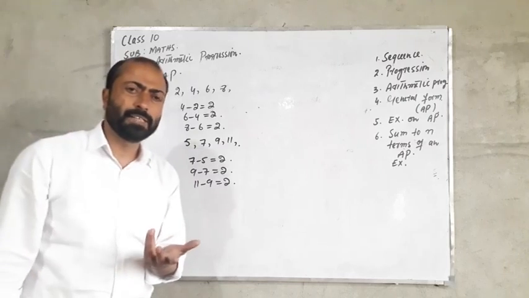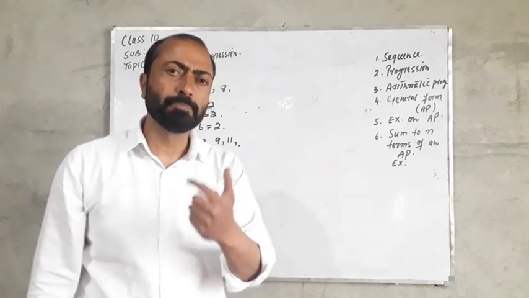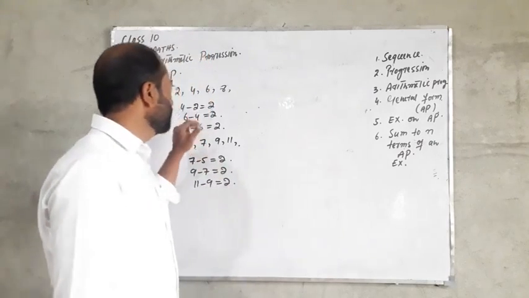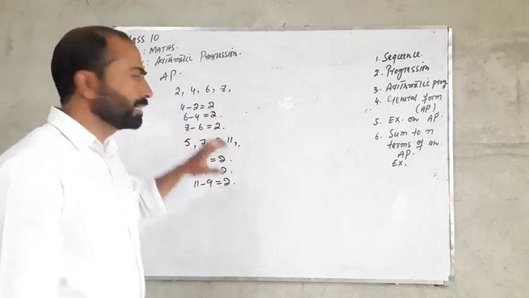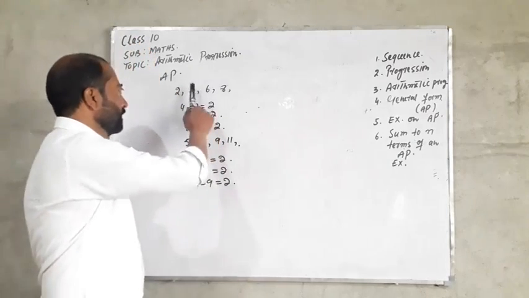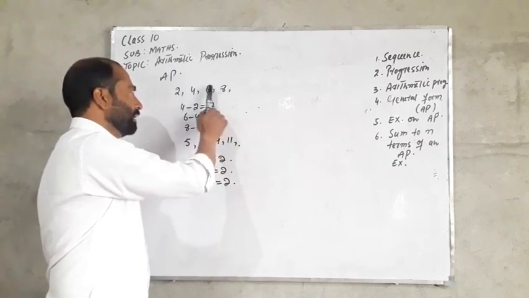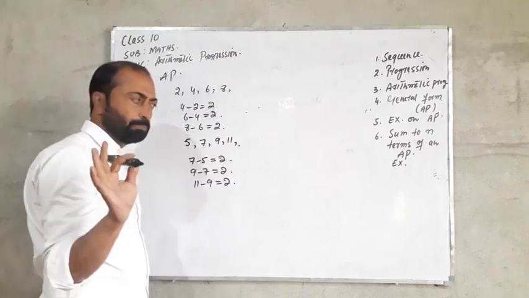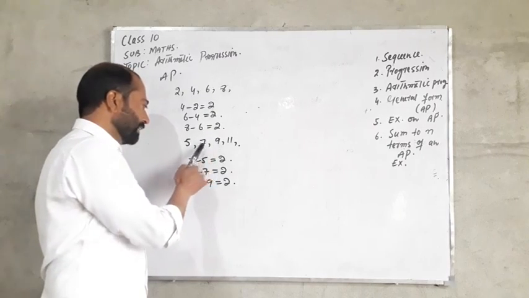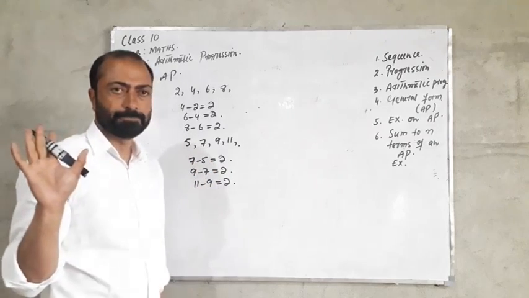Now how can you define what an arithmetic progression is? An arithmetic progression is simply a sequence in which the difference of any term with its preceding term is constant. For example, 4 minus 2 is 2, 6 minus 4 is 2, 8 minus 6 is 2, so it is an AP. Look here, 7 minus 5 is 2, 9 minus 7 is 2, 11 minus 9 is 2, so it is an AP.